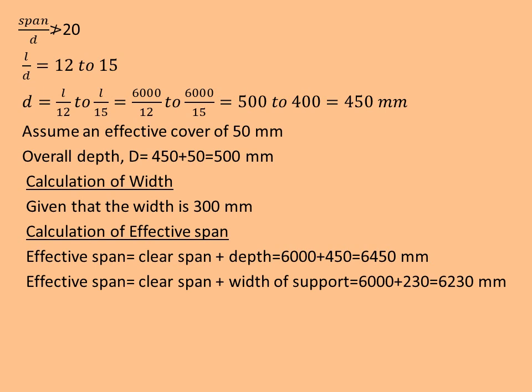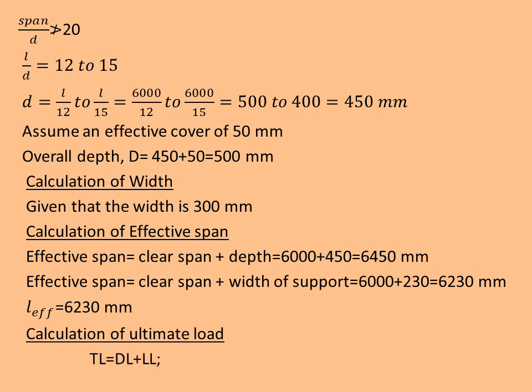Now we calculate the effective span. Effective span is equal to clear span plus depth. That's the first formula. 6000 plus 450, which is 6450 mm. Effective span is equal to clear span plus width of the support, that is the second formula, and we get 6230 mm. Now we take the minimum value, that is 6230 mm.